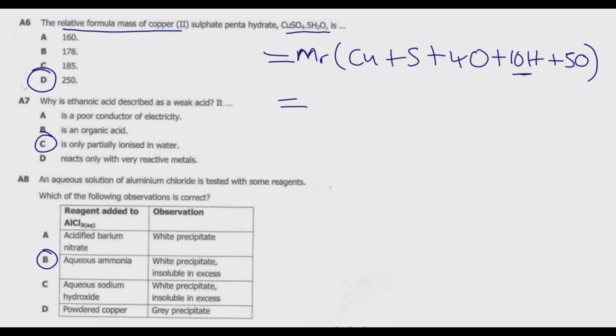If you look at C, aqueous sodium hydroxide, then we have the observation white precipitate insoluble in excess. For this one, it is supposed to be a white precipitate but soluble in excess. So it's this part which makes it incorrect. Then the option with a gray precipitate is not correct. So B is the correct answer. This is basically among the tests for ions.